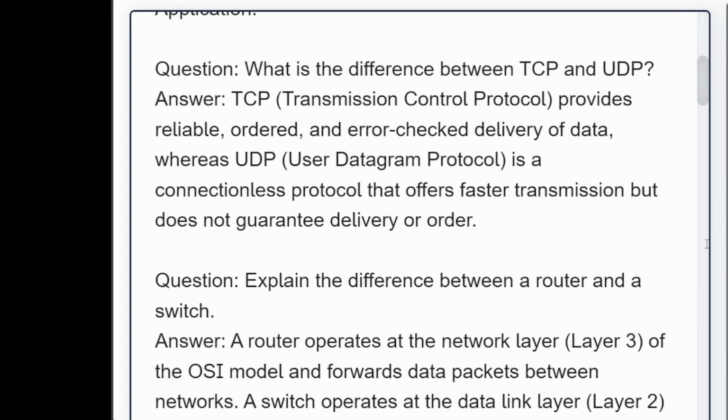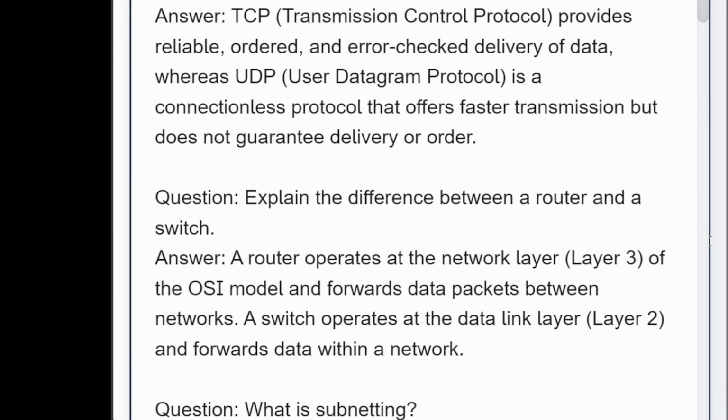Question: what is the difference between TCP and UDP? Answer: TCP, Transmission Control Protocol, provides reliable, ordered, and error-checked delivery of data, whereas UDP, User Datagram Protocol, is a connectionless protocol that offers faster transmission but does not guarantee delivery or order.